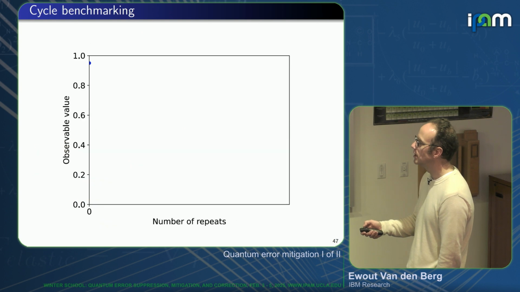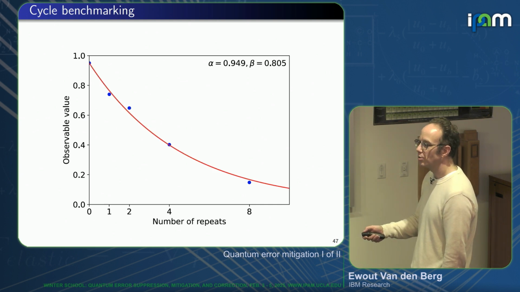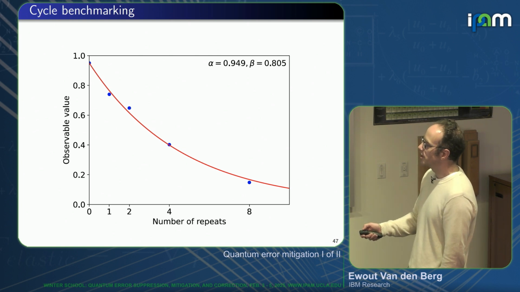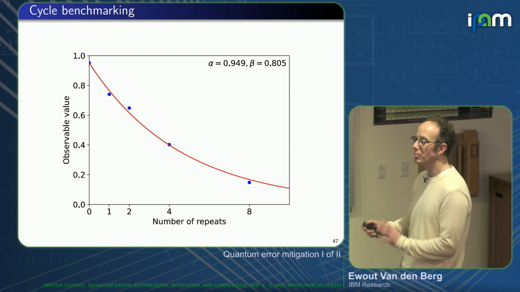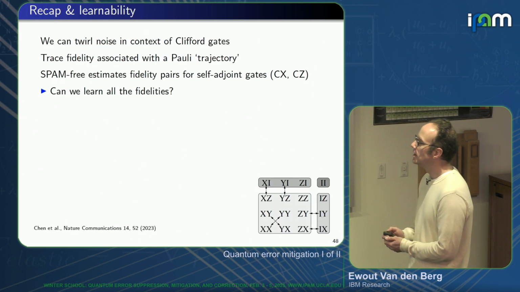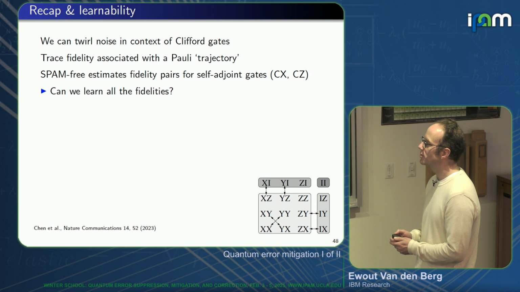There are some papers on how to do this. So this is just the fidelity as you increase the number of repeats. You fit some exponential curve, least squares fitting. You get your values, and then you just say, okay, this is just the pairwise product of the channel fidelities. So we can only twirl the noise in the context of Clifford circuits. Otherwise, it becomes a difficulty.